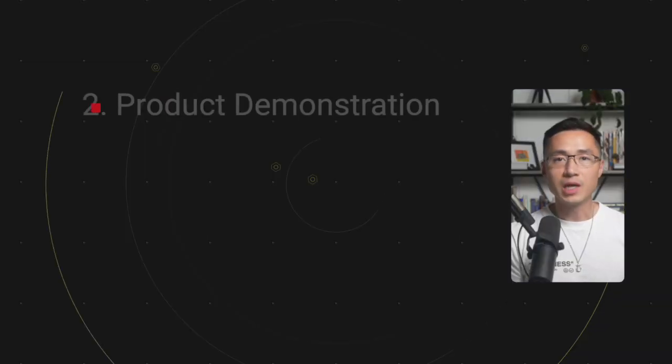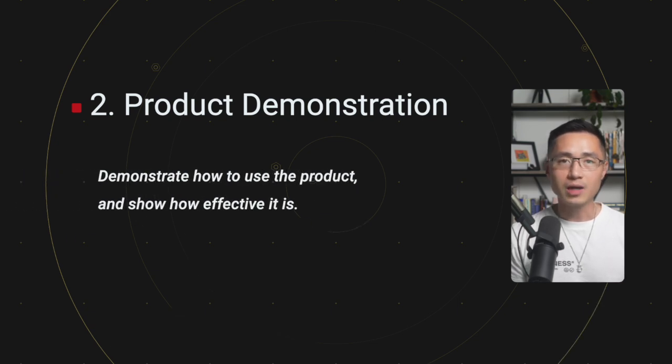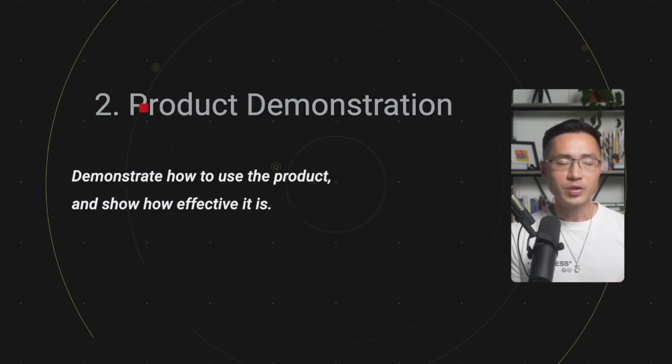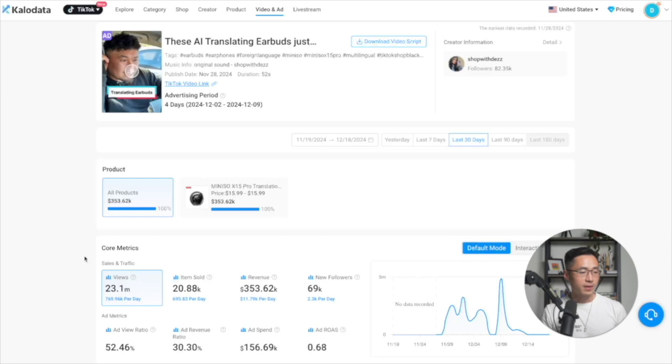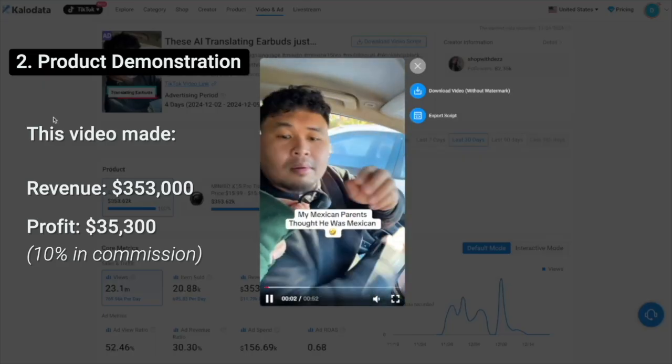The next most common type of video that does extremely well on TikTok is product demonstrations. This is when you just demonstrate how to use the product and show how effective it is. Let me show you an example. So here is a video that has gotten over 23 million views and generated over $353,000 of revenue.